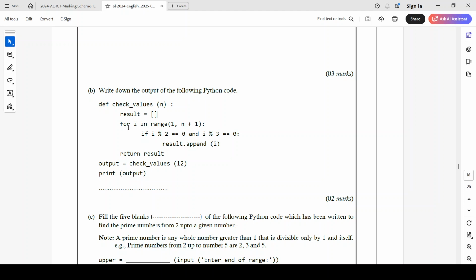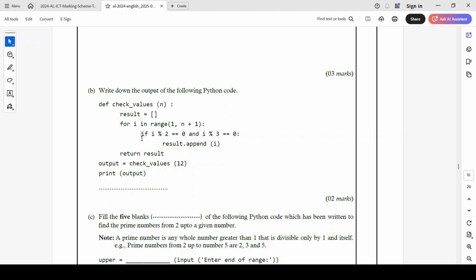So i in range gives 1 to 12, because at the end we subtract 1. So 1, 2, 3, 4, 5, 6, 7, 8, 9, 10, 11, 12. Only these are the numbers in the loop condition. So here the loop starts. This is the outer loop, and this is the inner loop.